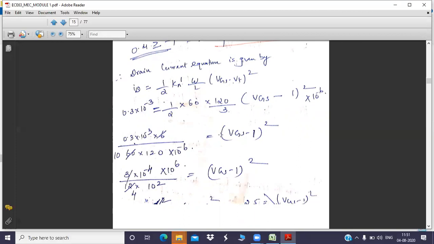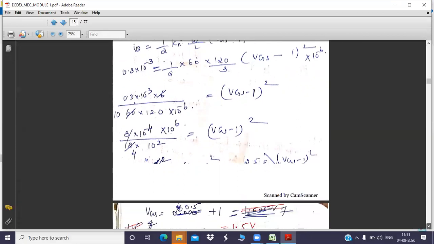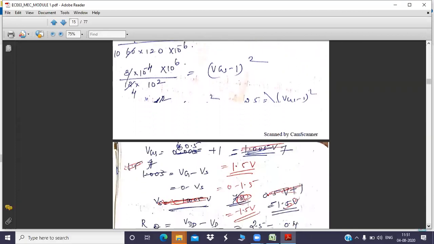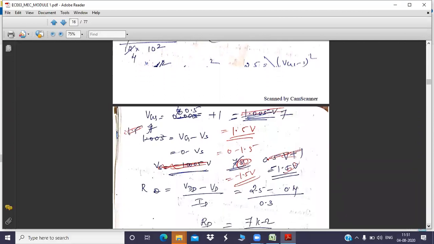So what is the value that is retained on the right side? VGS minus 1 the whole square. All the other parameters you have taken to the left side and you can find VGS minus 1 the whole square value from the calculator. Now what you will do is, you have to take the square root on both sides and then you will get VGS minus 1 value. And that minus 1 value you need to take to the right side. That will become plus 1 as shown here.